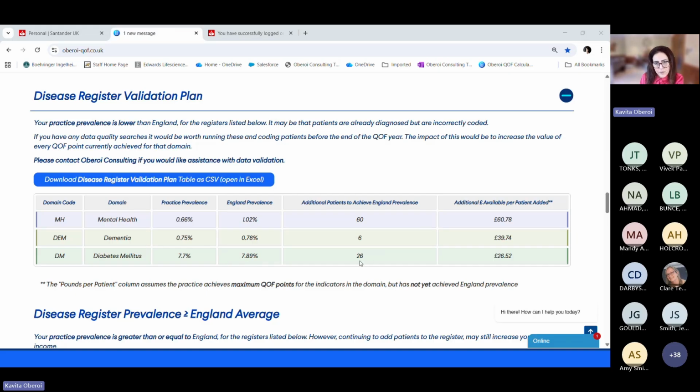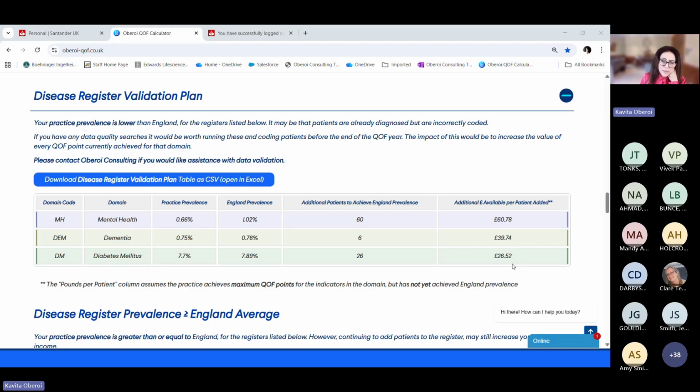And the additional patients we need to code, not necessarily diagnose, because when we've been doing code cleansing activity, we know that the patients are there. It's just a matter of adding the code to the register. The additional income available per patient will be £26. So that works out at around £500 there.